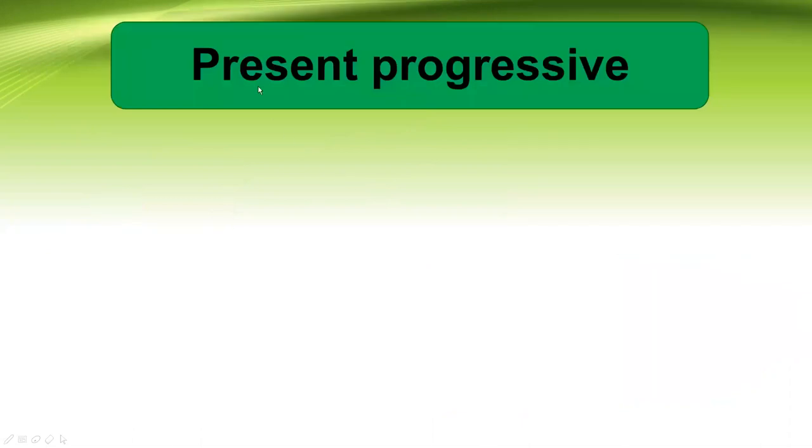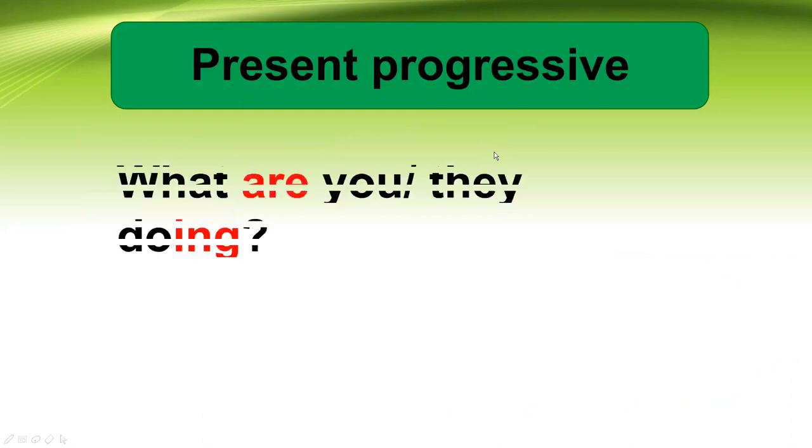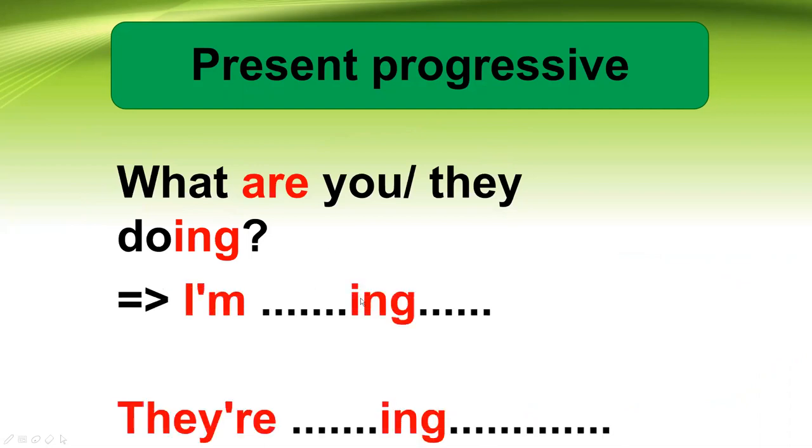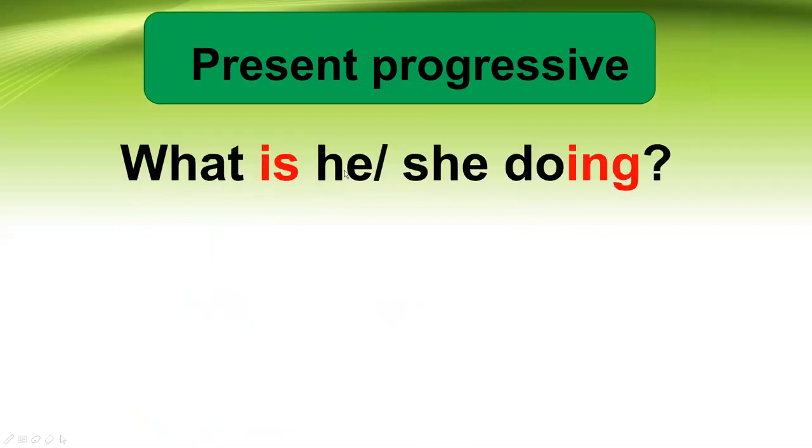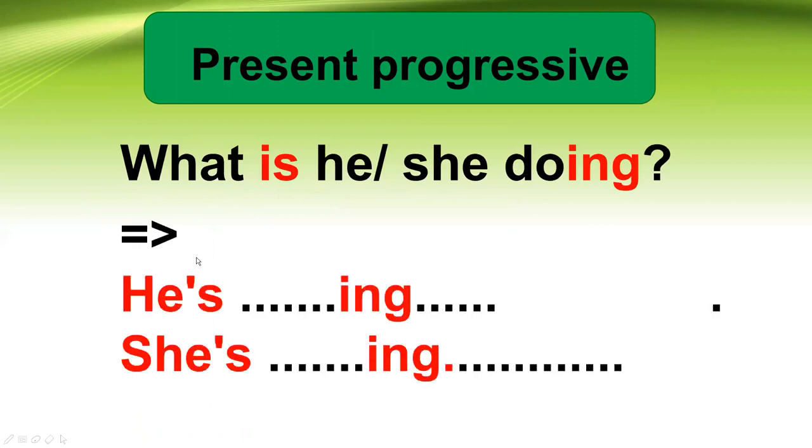Okay, just structure with to be and ing. We call it present progressive. With a question, what are you or what are they doing? We answer, I'm doing something or they're doing something. What is he or what is she doing? We answer, he's doing something or she's doing something.